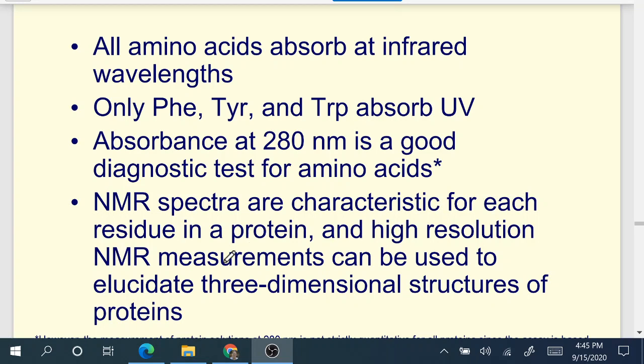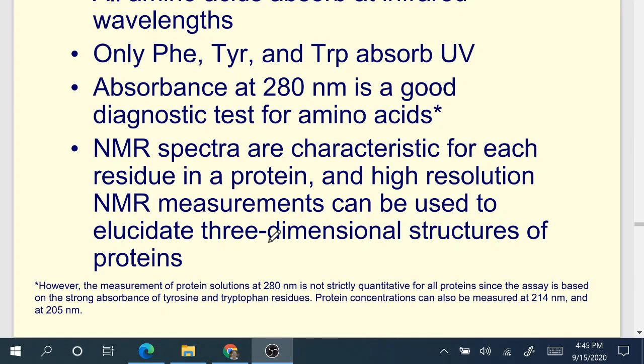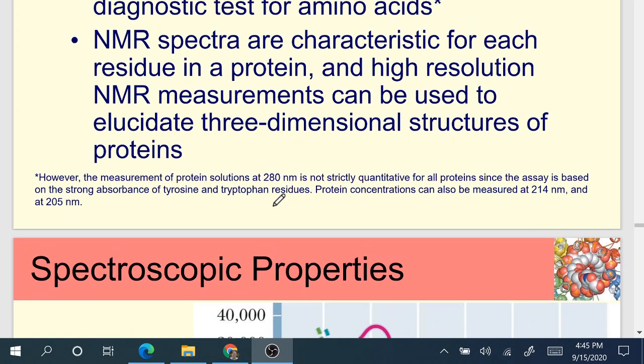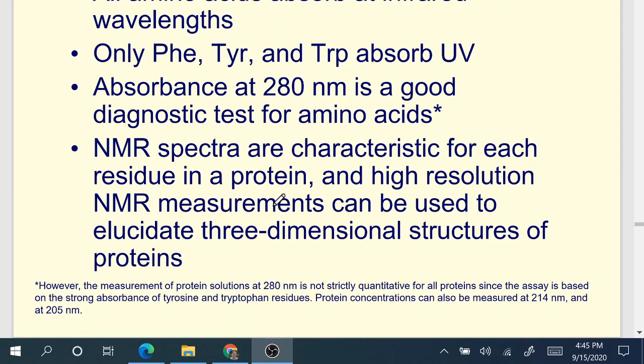And high-resolution NMR can be used to elucidate three-dimensional structures of proteins, especially if you have a specialty NMR, which a lot of the really large schools may have, something like magic angle NMR, where proteins can be elucidated better. You can get the three-dimensional structure. But most places don't have that advanced equipment, and so they'll be limited to some more rudimentary techniques.